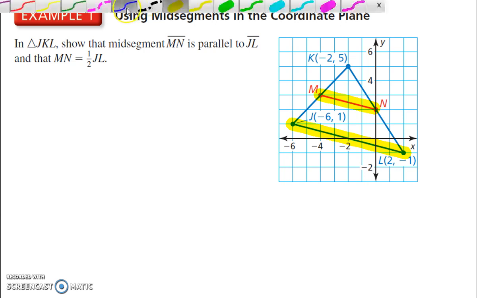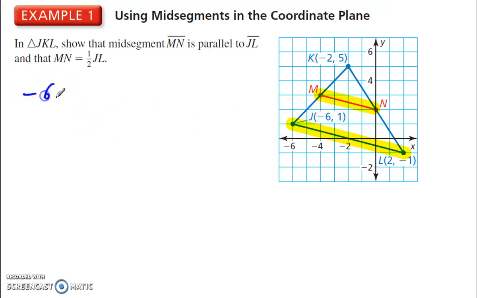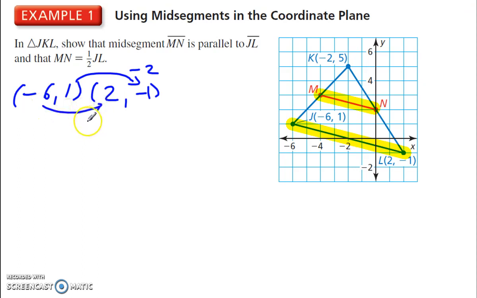First thing we're going to do is parallel. In order for 2 lines to be parallel, their slopes need to be the same if we're on a coordinate grid. So I've got J at -6, 1, and L at 2, -1. I will check their slopes. From 1 to -1, we go down 2. From -6 to 2, we go up 8. So the slope here is -2/8, which is -1/4.